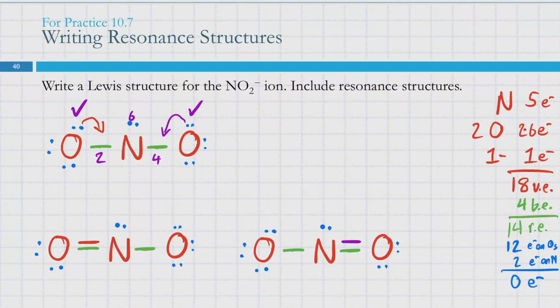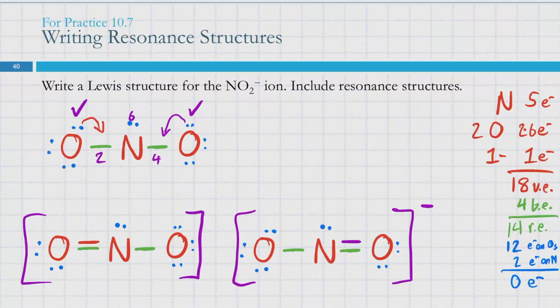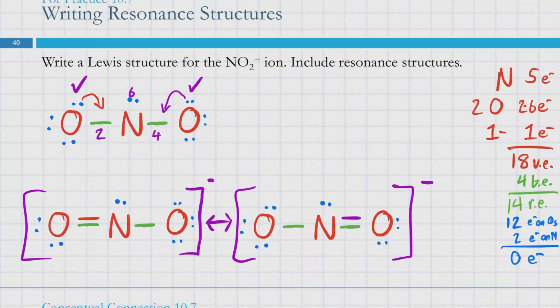What are we missing? Arrows, brackets, charges. So our brackets with our negative charges, and the arrow with 2 heads showing that we've got resonance structures. Questions about putting that together?